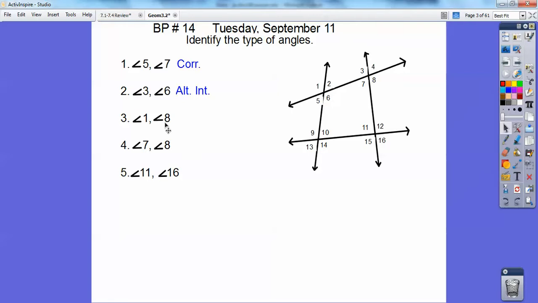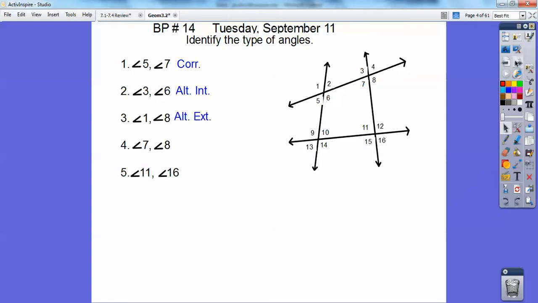Numbers 1 and 8. 1's over here. Where's 8? 8's over here. They're on alternate sides of the transversal. One's on this side, one's on this side, and they're outside these two other lines right here. Outside means exterior, so they would be alternate exterior angles.